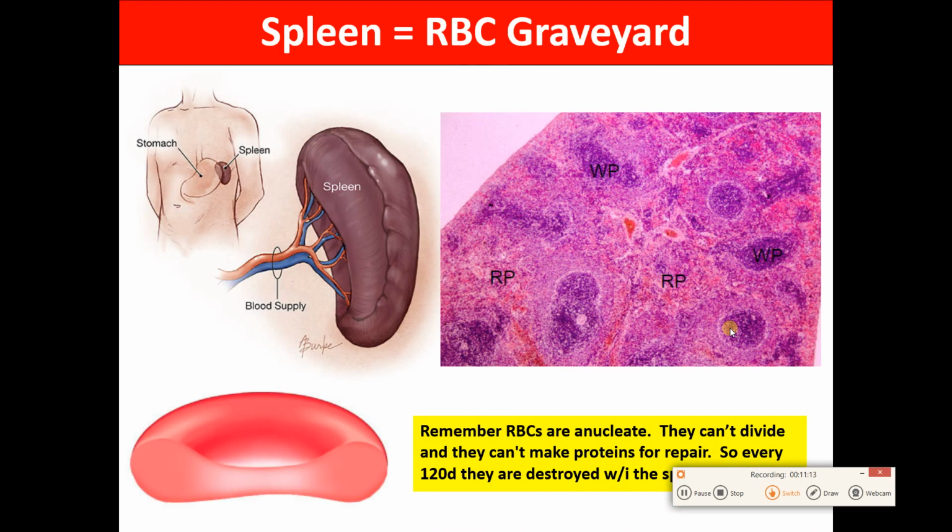And with that, we're going to move on to the death of red blood cells. Red blood cells die in the spleen. Don't forget, the red blood cell lacks a nucleus, so it can't make repairs and it can't divide to make new cells. So after about 120 days or so, they are destroyed in the spleen. There's the spleen just lateral to the stomach. If we take a microscopic view of the spleen, the RP is called red pulp because it's chock full of red blood cells, and that's where they die.